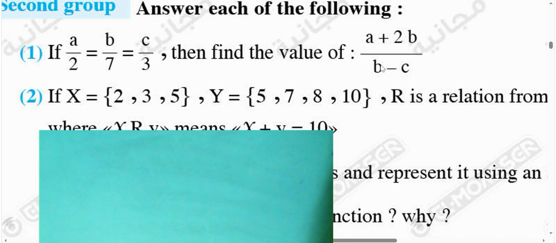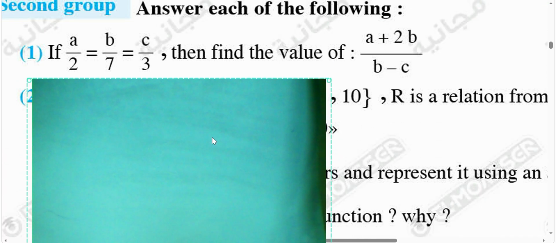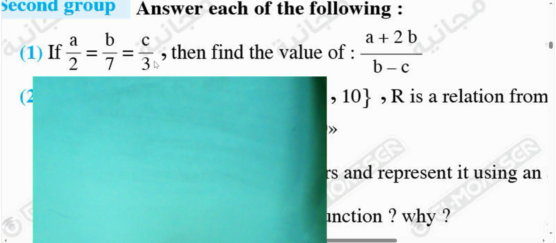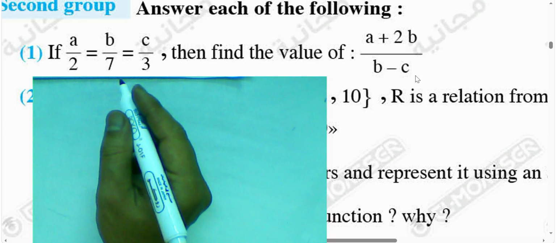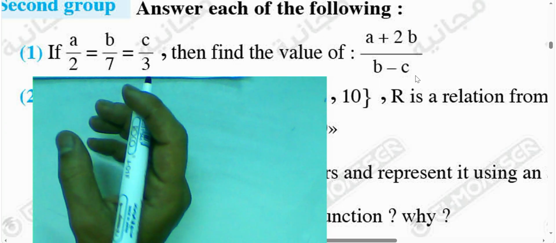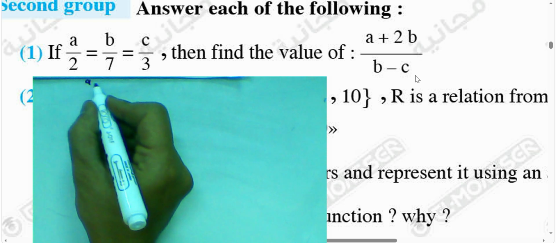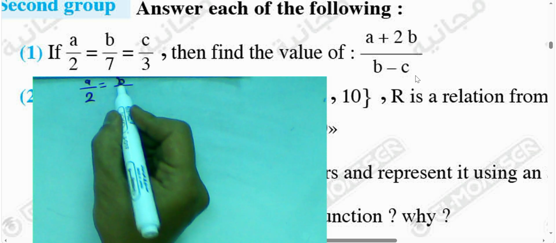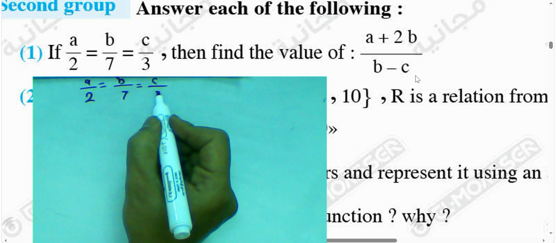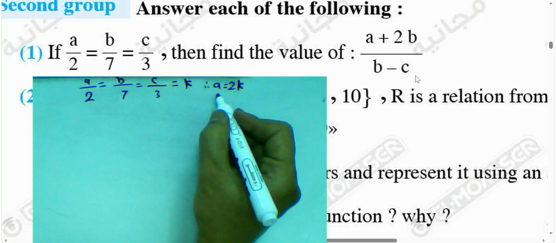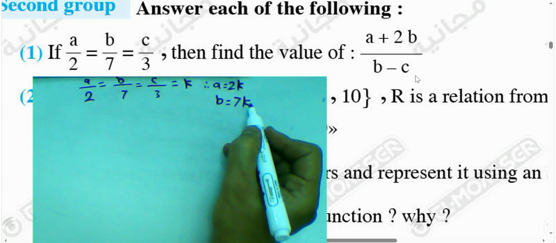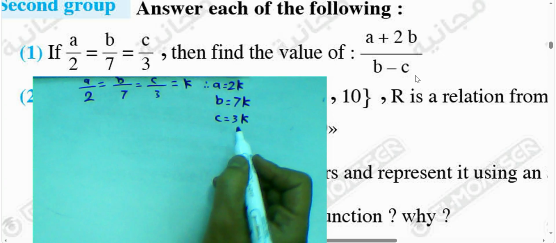Second group. So the following. Number 1, if A over 2 equals B over 7 equals C over 3, find the value of A plus 2B over B minus C. We can solve this equation, but A equal twice B or anything. We can put A equal 2 times constant K. Then the ratio here, A over 2 is B over 7 equal C over 3. I will put here constant K. And A will be equal 2 multiplied by K. And B equal 7 multiplied by K. And C equal 3 multiplied by K.